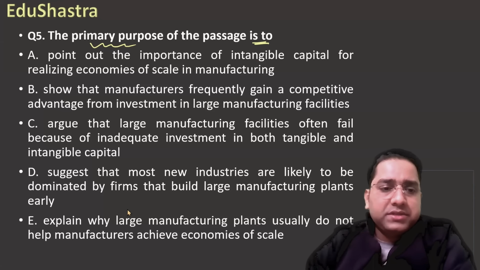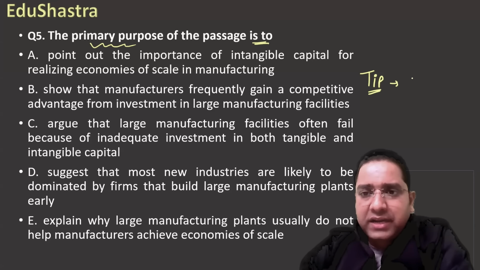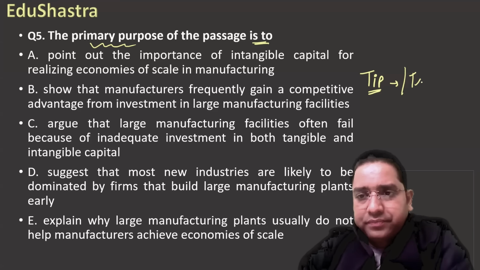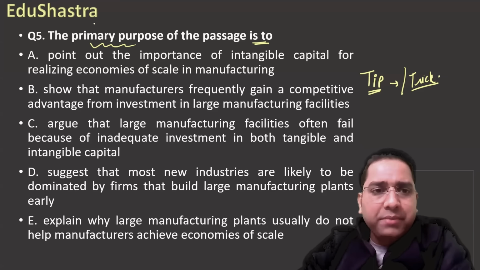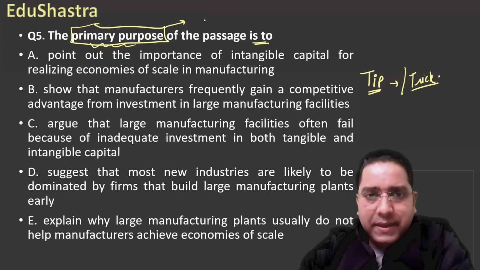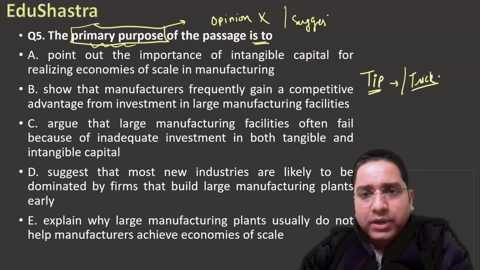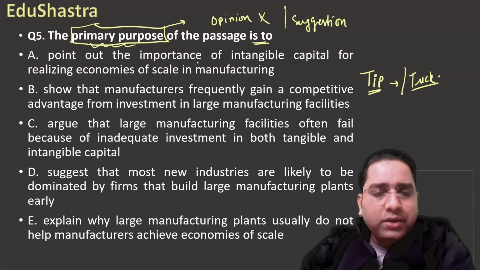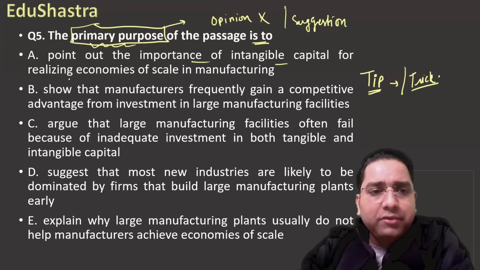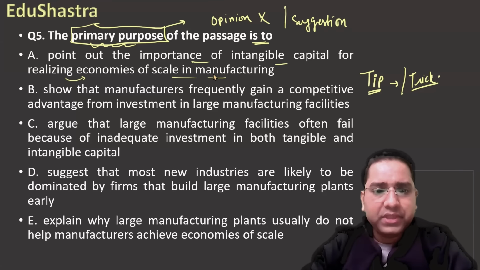The primary purpose. So here is a tip. I had asked you initially to leave 3 pages to write down all the notes or tricks or tips. In these type of primary purpose questions, any question which is based on any opinion will be ruled out. Any suggestion will be ruled out, cannot be the right answer. Let's see, point out the importance of intangible capital for realizing economies of scale in manufacturing. Can we consider this option? It is a good choice. Yes or no?